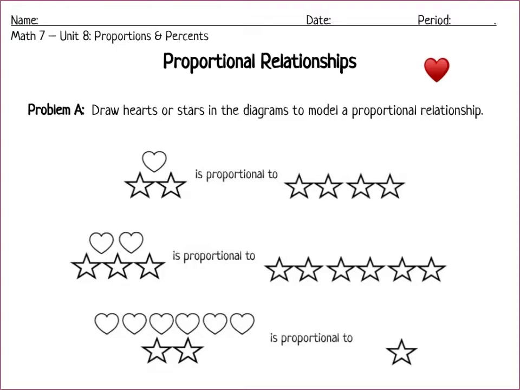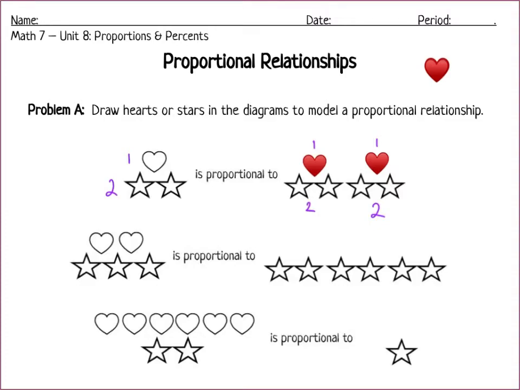So looking at our first example there, we have 1 heart to 2 stars. On the other side, we have 4 stars, and we need to have the same kind of relationship. In this case, we have 1 heart to every 2 stars. So we're going to have 1 heart to these 2 stars and 1 heart to these 2 stars. You can see that I've kept the proportional relationship the same. On the left-hand side, I've got 1 heart to 2 stars. And on the right-hand side, I've got 1 heart to 2 stars and 1 heart to 2 stars. So I've kept the proportional relationship the same.